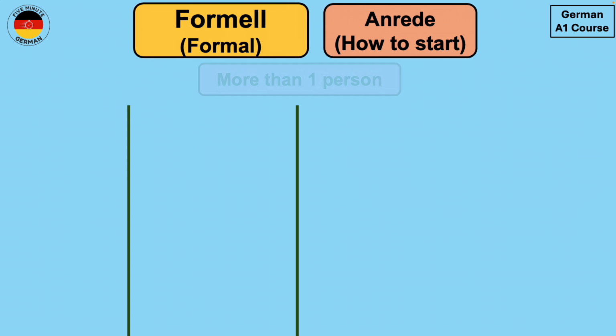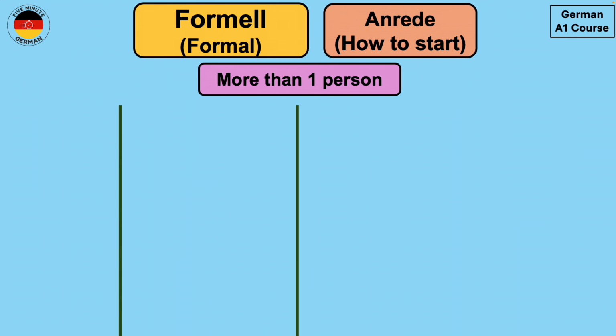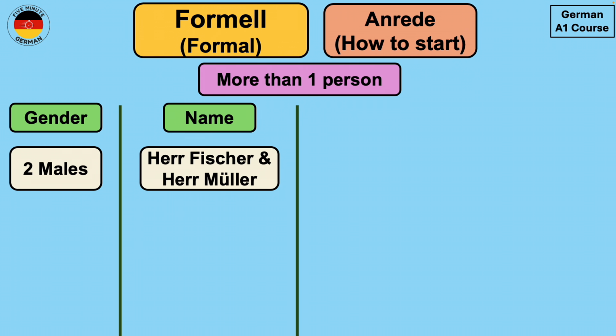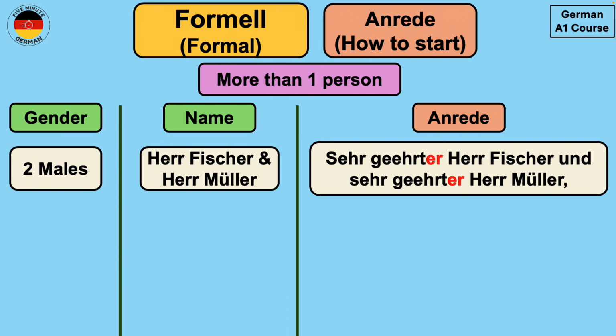Now what if you have more than one person to whom you are writing? Then how will the Anrede look like? So if you are writing to 2 males whose names are, for example, Herr Fischer and Herr Müller, then you will write Sehr geehrter Herr Fischer und sehr geehrter Herr Müller. So you will write the name of one person, you will add and then add the name of the second person. One important thing over here is that the sehr for the second person will start with a small s and not with a capital S.